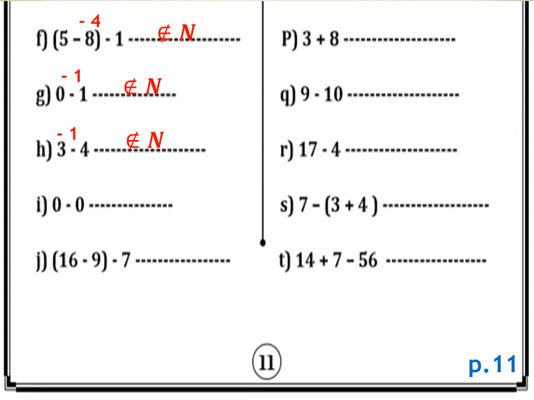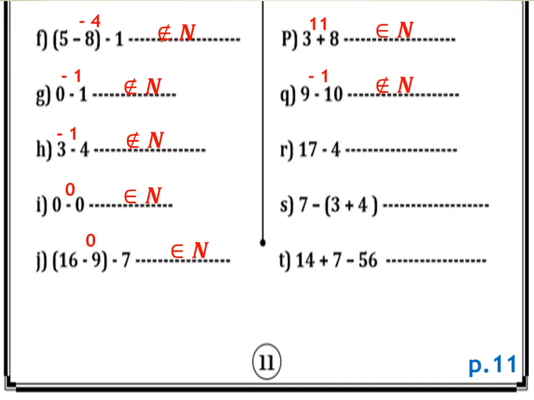In letter I, 0 minus 0 equals 0, and 0 belongs to N. In letter J, 16 minus 9 between brackets, then minus 7 equals 0, and 0 belongs to N. In letter P, 3 plus 8 equals 11, and 11 belongs to N. In letter Q, 9 minus 10 equals negative 1, and negative 1 doesn't belong to N.